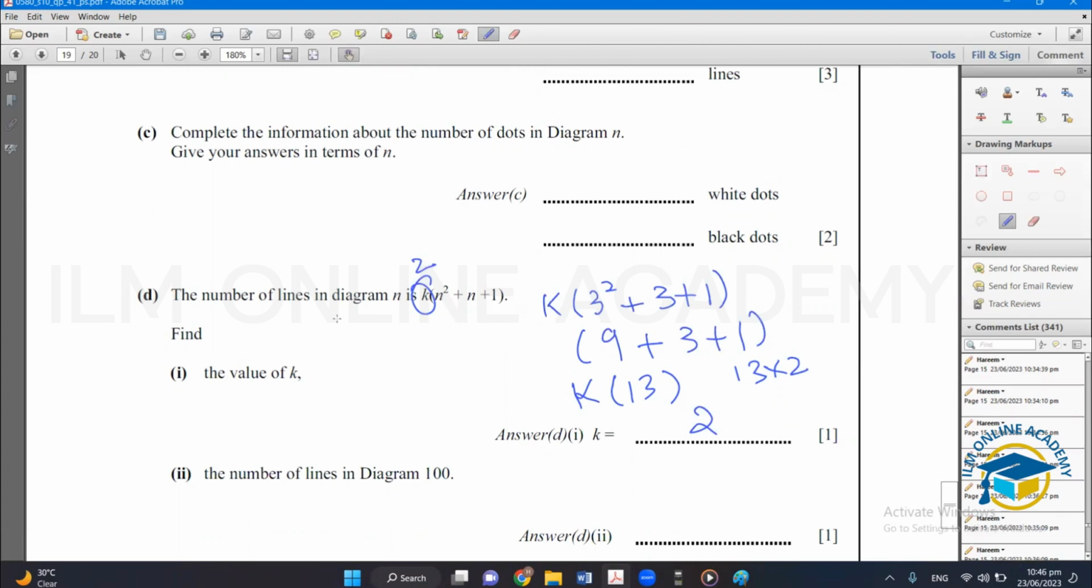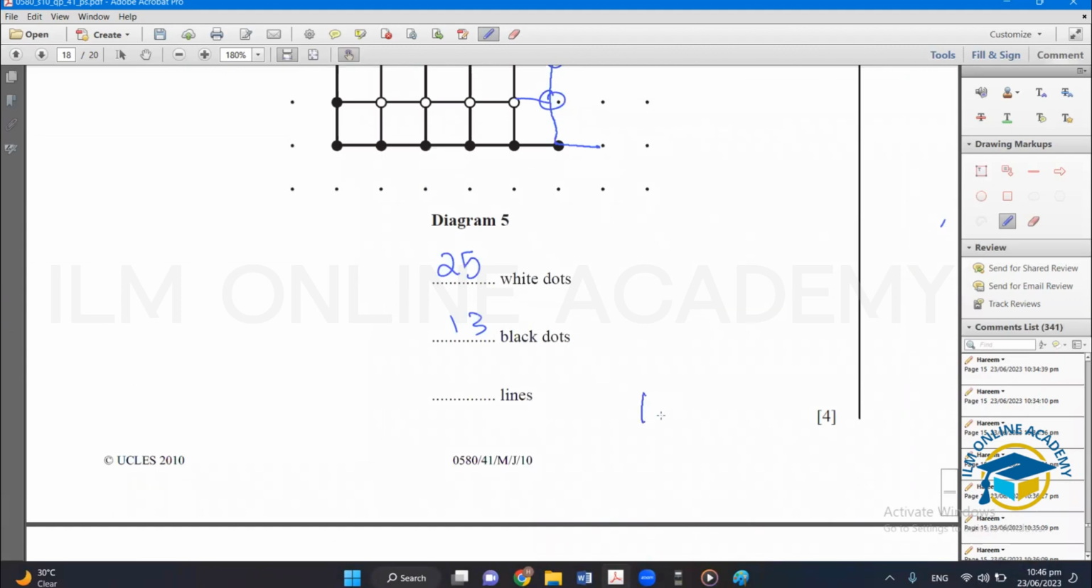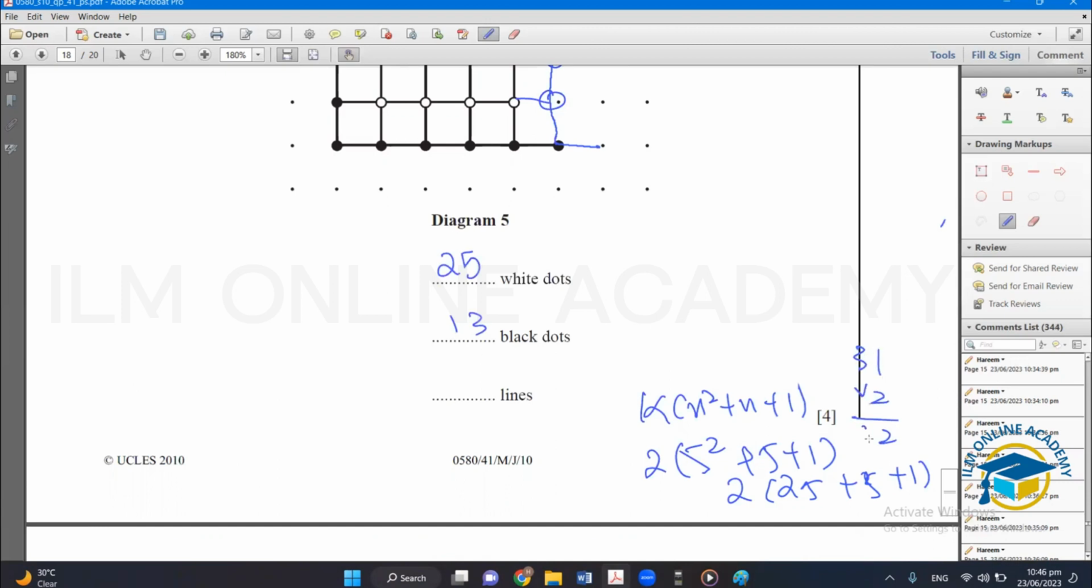So just put this value, okay, just use this diagram, just use this expression kn square plus n plus 1. And k is 2 and the diagram is 5, so 5 square plus 5 plus 1, it's 25 plus 5 plus 1 multiplied by 2. 25 plus 5 is 30, 30 plus 1 is 31, 31 multiplied by 2 is 2 ones are 2 and 2 threes are 6, 62 lines are there.